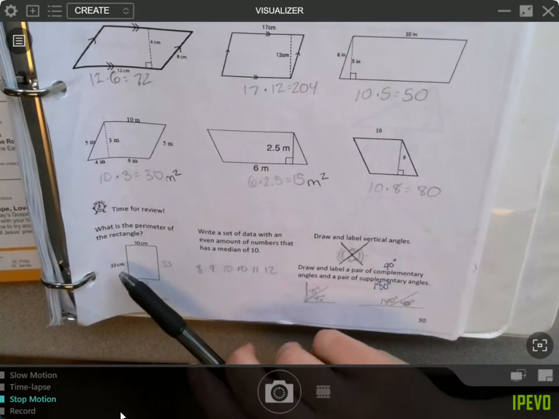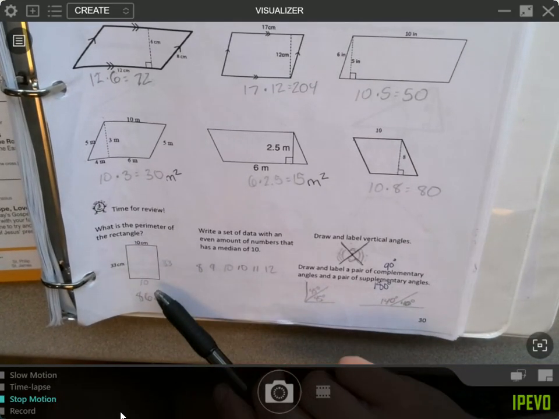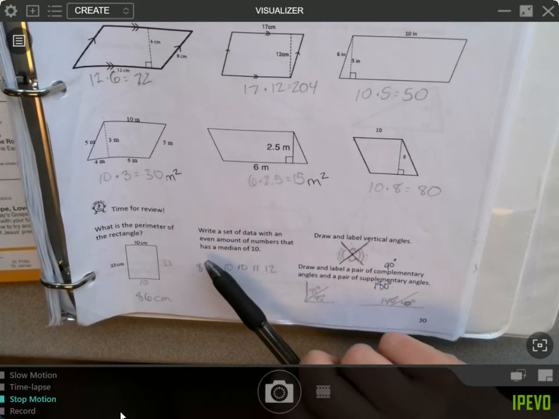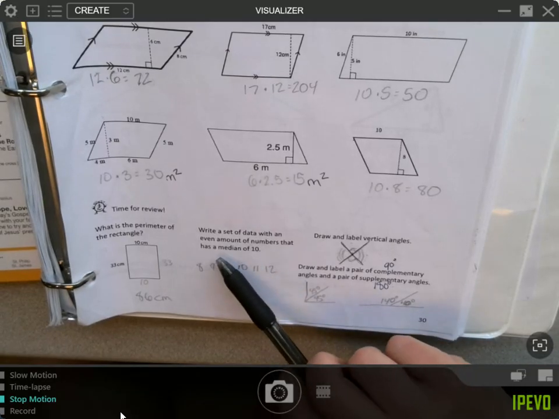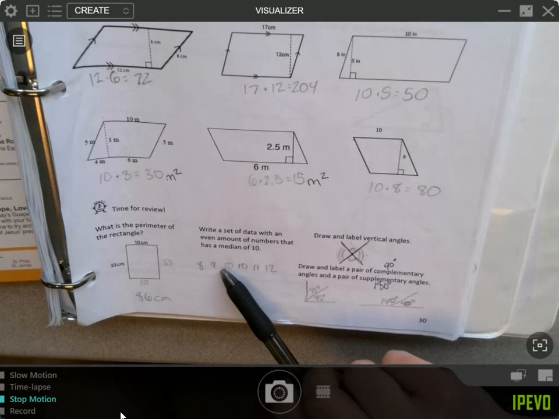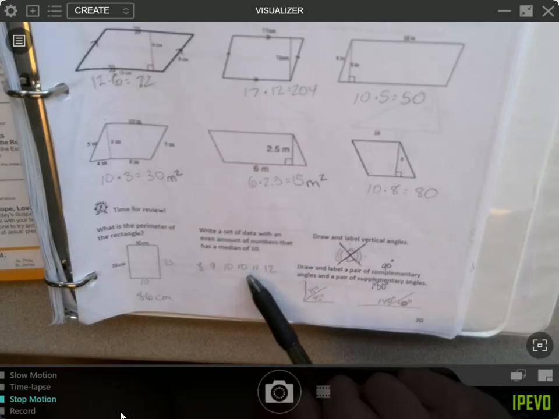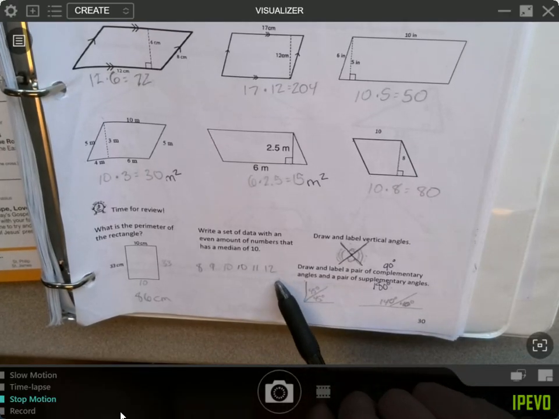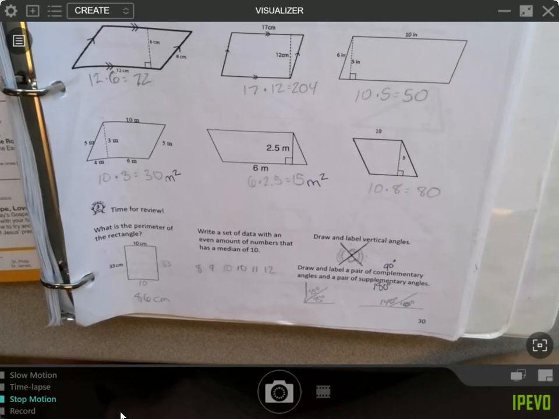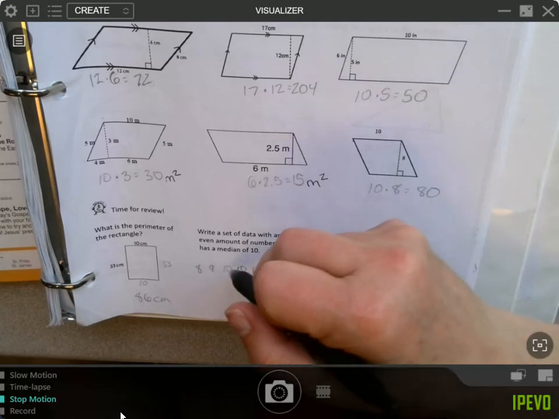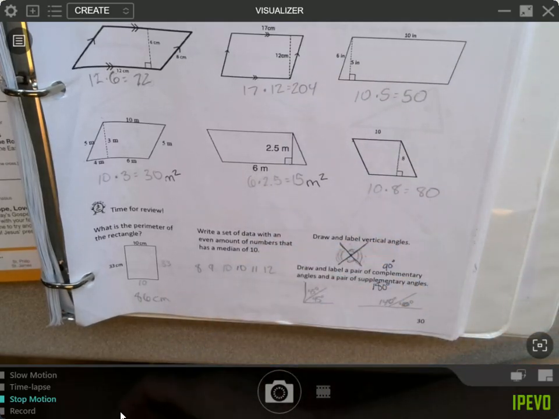On the bottom for review, we have the perimeter of the rectangle. You had to add up all four sides to get 86. Then it says write a data set with an even amount of numbers that has a median of 10. So if it's an even amount of numbers, you should have two tens in the middle, two numbers on the left that are smaller than 10, two numbers on the right. I did 6. If you did 4 as your even number, you'd have one number on the left, one number on the right, but you should have two tens in the middle. Or you could have had like an 11 and a 9 in the middle. That would give you a median of 10.